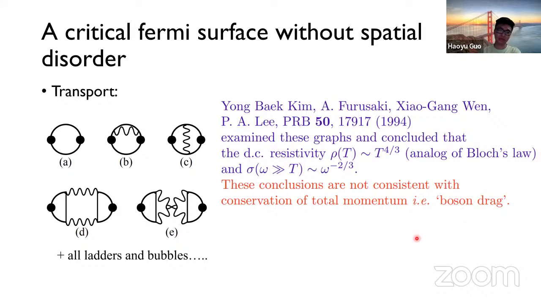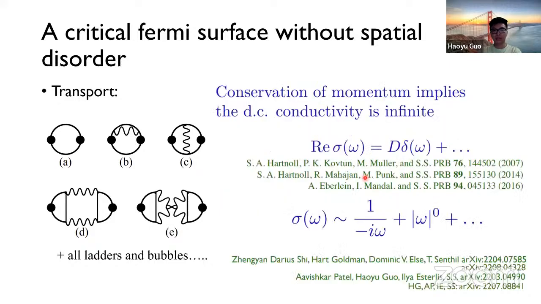So actually, we did this calculation again, and we found that this conclusion is not consistent with the requirement of the conservation of total momentum. It has ignored the effect of the boson drag. The result we found for this problem is the following. For the DC part, because you have translational symmetry, the DC conductivity should be infinite, so you get a delta function.